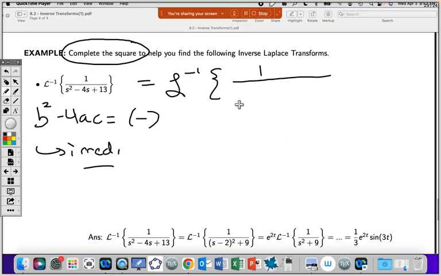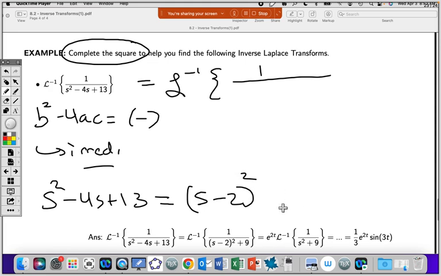Sometimes you can just look at it. But in this particular case, you got s squared minus 4s plus 13. Since that s has a coefficient of 1, we can go ahead and apply the formula here. You cut this in half. So half of negative 4 is negative 2. And then you subtract off that thing squared. So you get s minus 2 squared plus 9.